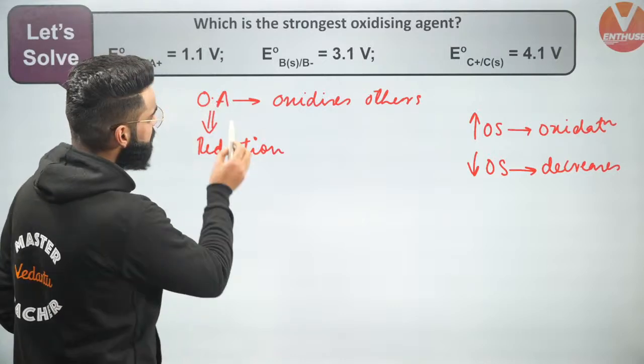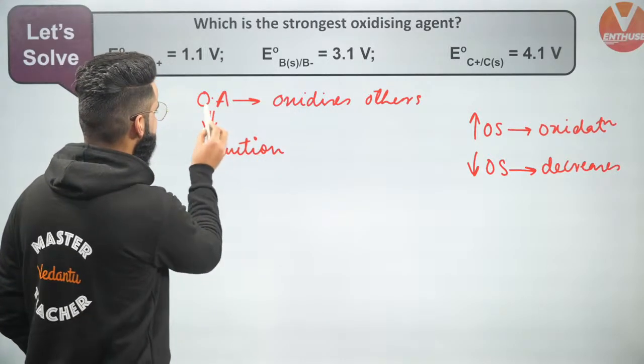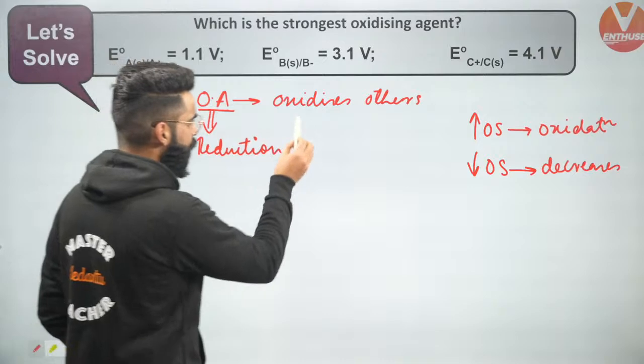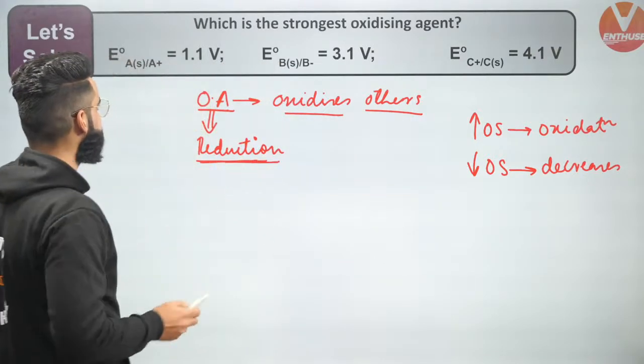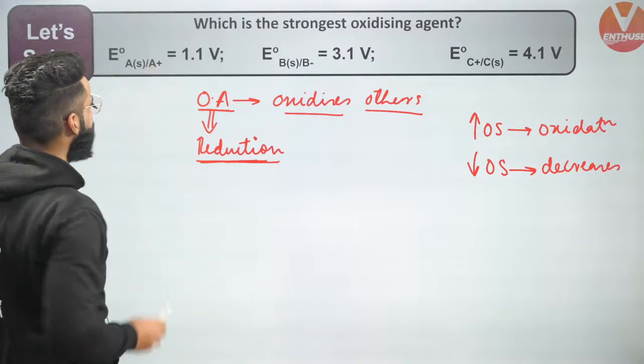What are we supposed to check? We are supposed to check which of the following is the strongest oxidizing agent right here. An oxidizing agent is the one which oxidizes others but itself undergoes reduction. Now, we are given some values right here.